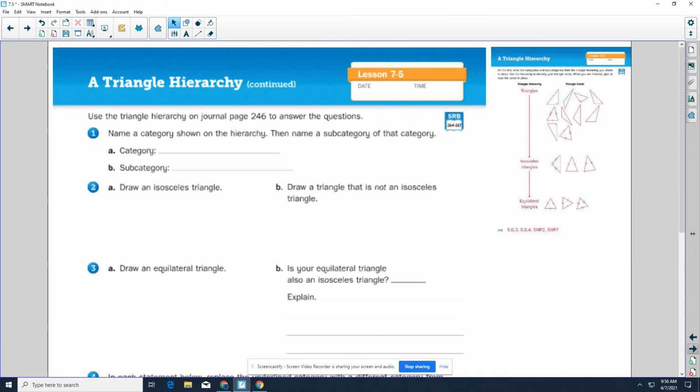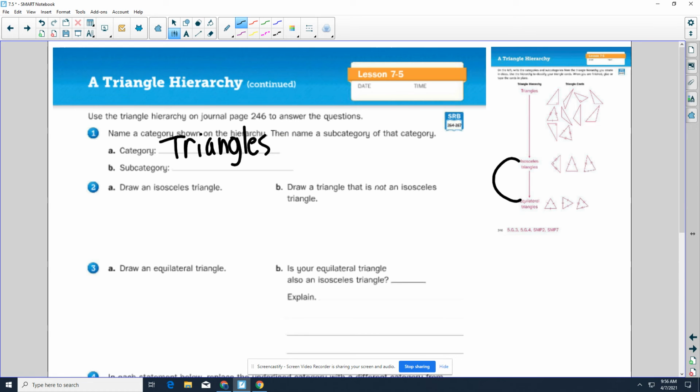So now let's look at the next page here. It says use the triangle hierarchy on journal page 246 to answer these questions. So we're going to look here. You've got the picture here of that. It says name a category shown on the hierarchy, then name a subcategory. Okay, so our category would be triangles. And then you can pick a subcategory. You can pick one of those right in there.